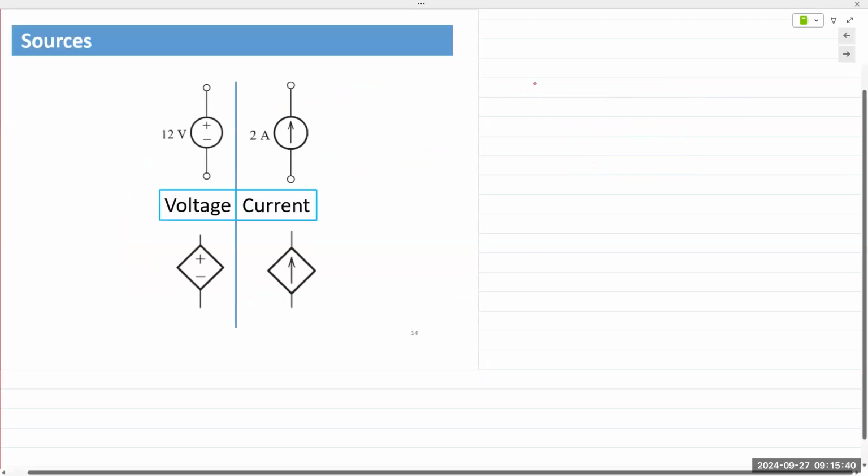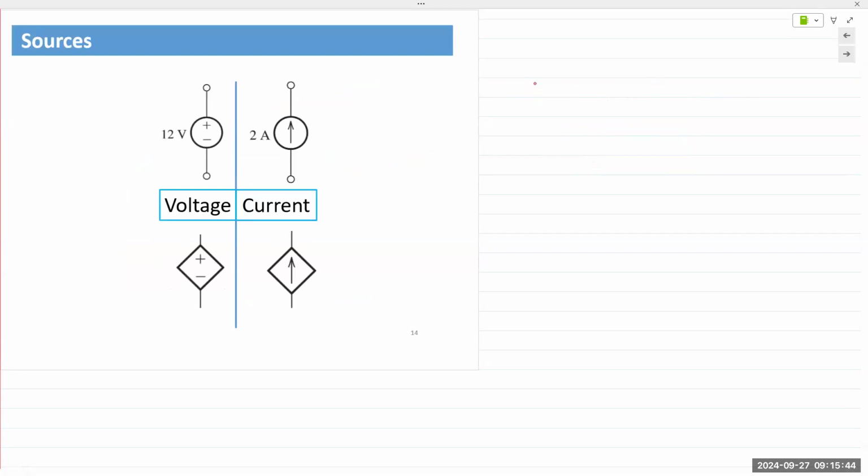All right. Sources. I believe you should be familiar with these, but we'll do a quick recap anyway. All right. What's the difference between a voltage source and a current source? Anyone? Absolutely correct. Yep.